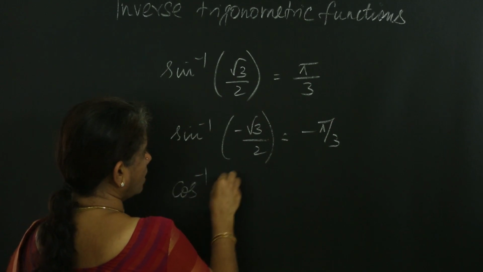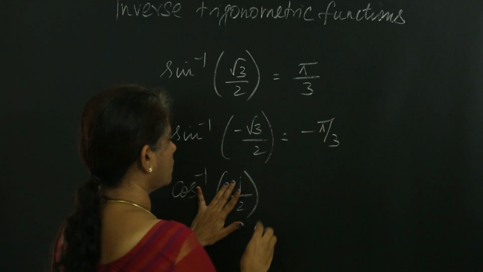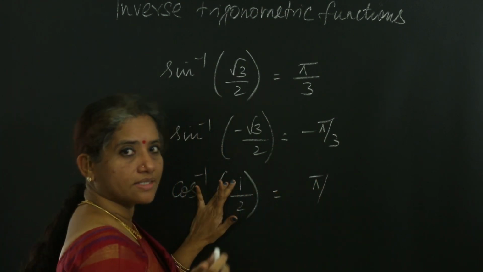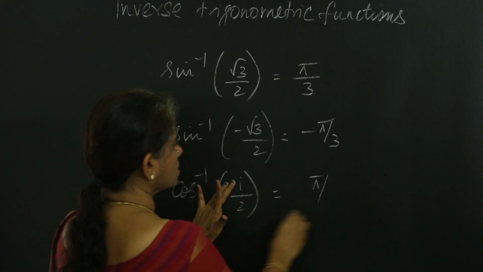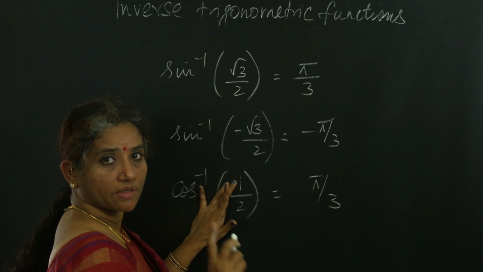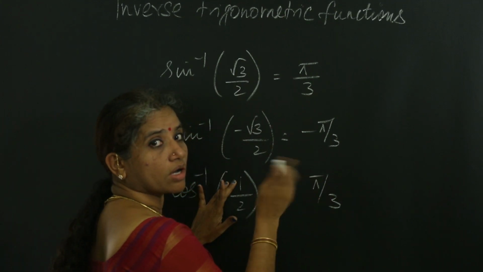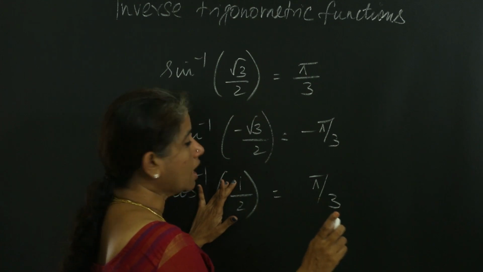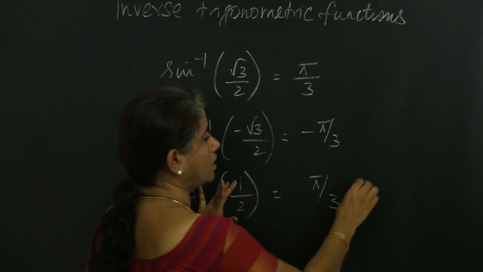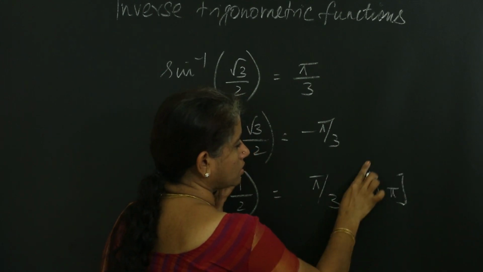Suppose I want to find cos inverse of negative half. What is it for positive? For positive half, you know cos 60 is half, so cos inverse of half is pi by 3. But I cannot just put a minus. You know cos of minus theta is plus cos theta, and therefore we go to the second quadrant, and the domain for cos is going to be 0 to pi, both inclusive.